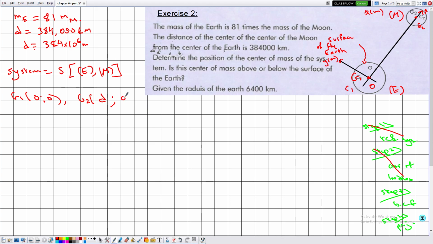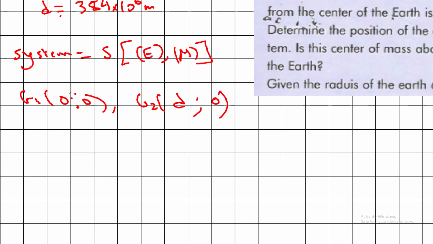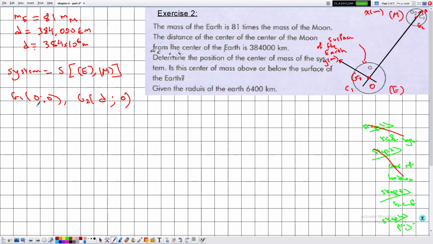As for the ordinate, it's given by 0. So here notice that because the ordinate is 0, no need to project along the y, but we will project and check that the ordinate of the center of gravity of the system is given by 0. Now the next step is to write the barycenter formula, which is given by OG equal to the summation of mi OGi divided by the summation of mi.